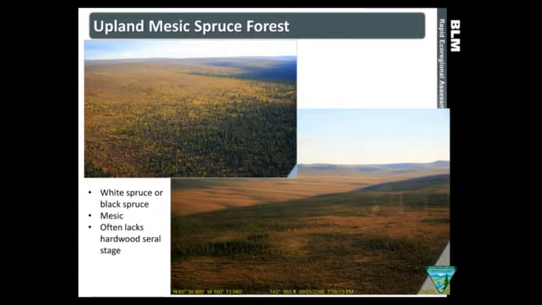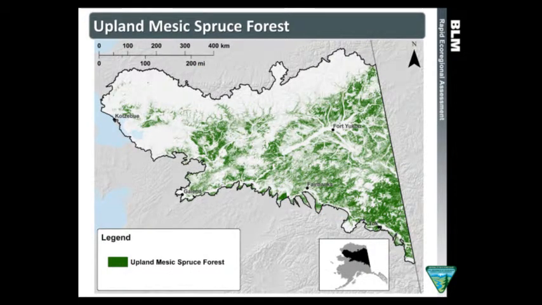And then I'll juxtapose that with our upland mesic spruce forest. And this class, as mapped by NLCD, actually includes coniferous forest. It's either black or white spruce, but it doesn't include wetland forest. It's the mesic sites, upland sites. And one thing that characterizes the upland white spruce forest in particular is that it often lacks a hardwood seral stage after disturbance. And this is its distribution according to NLCD.